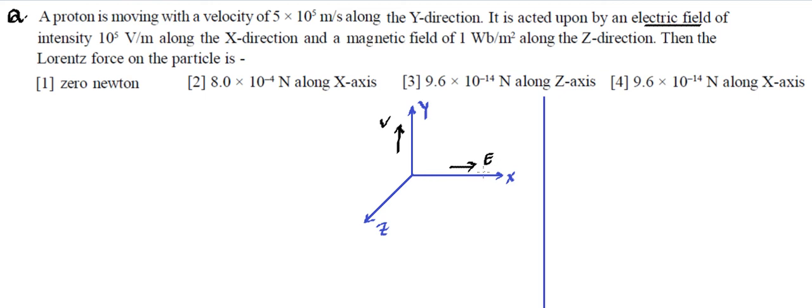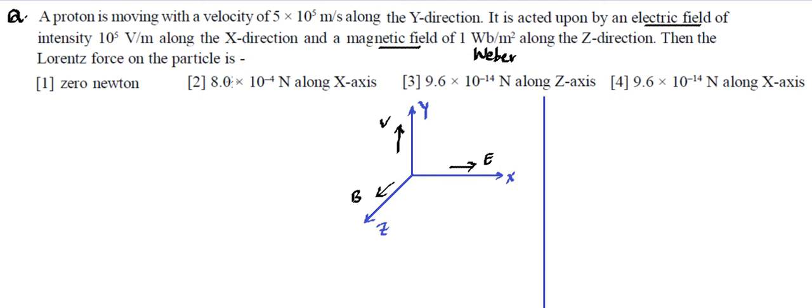This electric field is written by E. It's a vector quantity. And a magnetic field is also a vector quantity, and it is being applied in the direction of Z. So in the direction of Z, magnetic field is applied. So B is indicating the magnetic field. Magnitude is given as 1 Wb. Wb is for Weber per meter square. This is Weber per meter square.